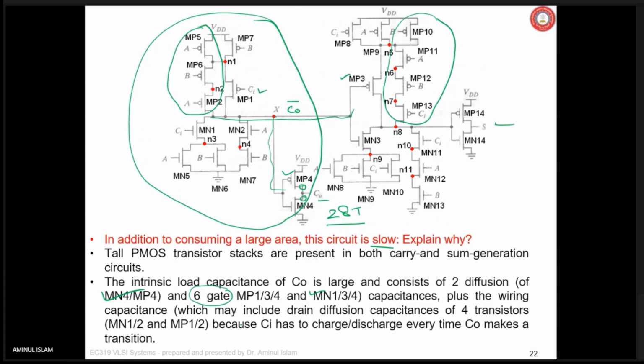Plus wiring capacitance, which may include drain diffusion capacitance of 4 transistors like Mn1, 2, yes, here and here you have the 2 drain diffusion capacitances, and MP 1 and 2. This also includes, because Ci has to charge. This Ci is going to make transition, and these 2 points are same, and has to charge and discharge every time CO makes a transition.